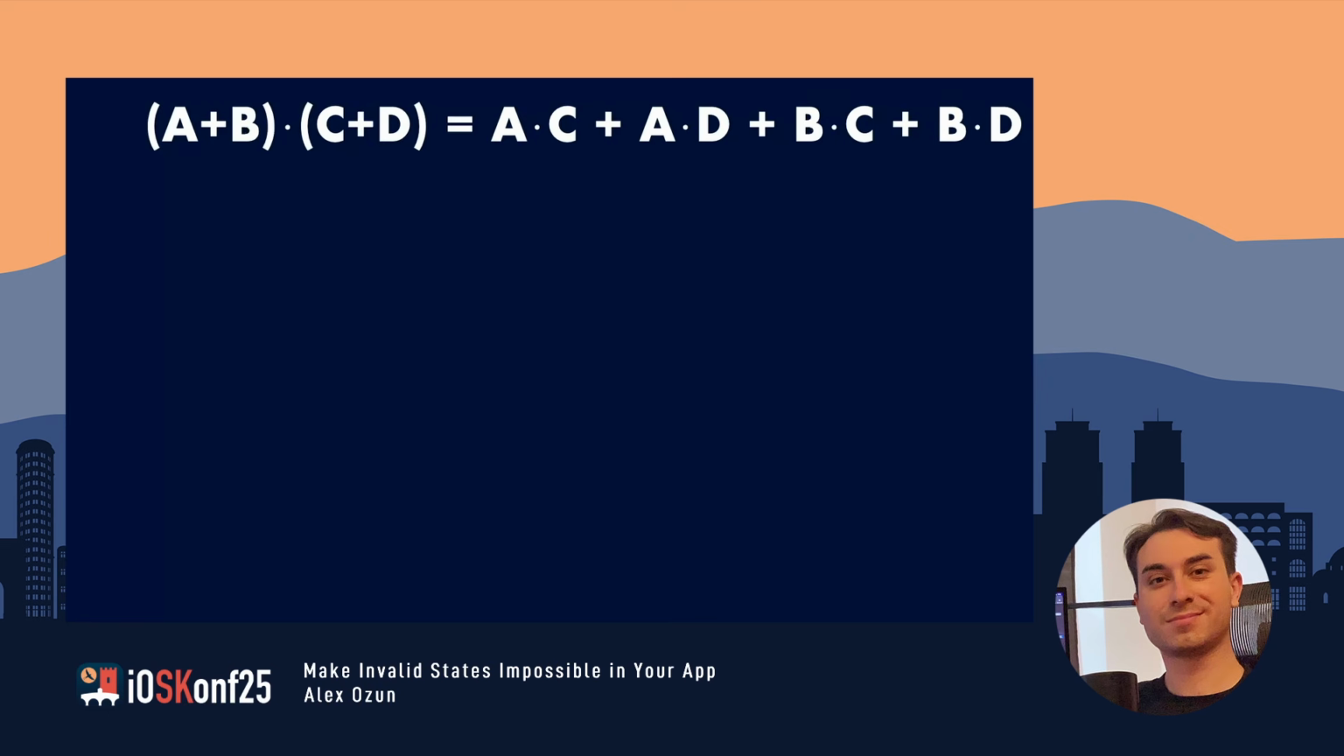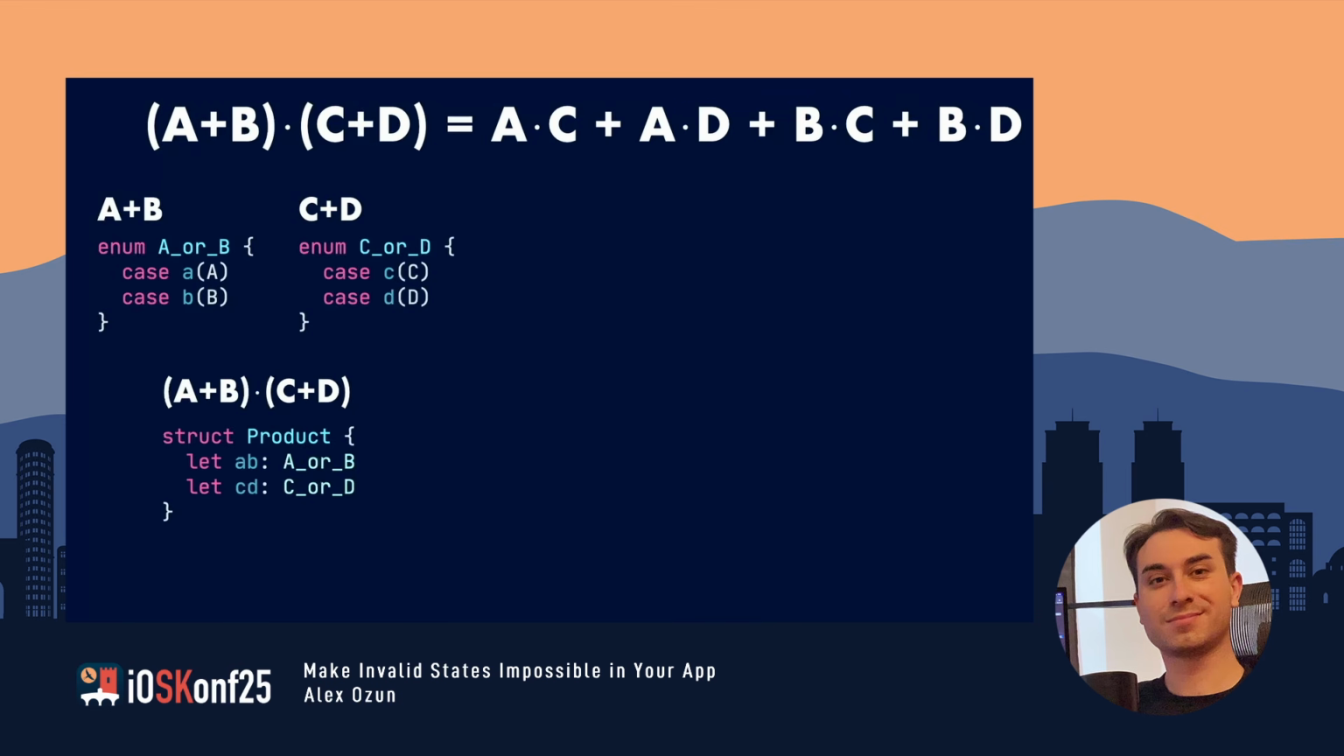Now it turns out that the exact same relationship happens in Swift types. So A plus B is just an enum, either A or B. C plus D is an enum, either C or D. And so the left-hand side of the formula would be a struct that has these two enums inside, okay? And now, when we multiply types, we just put them in a struct. So it's A and C together. And we can also use just tuples.